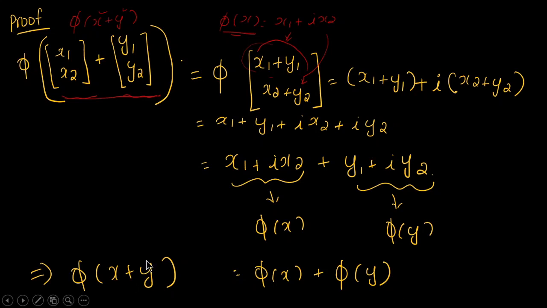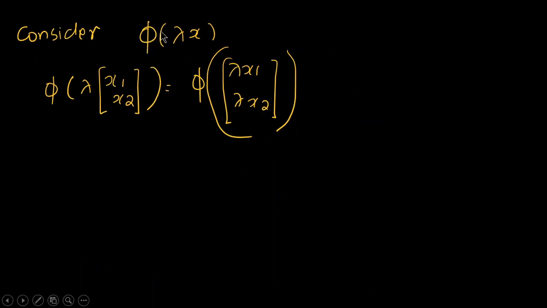Then we have to find out the second rule. Consider phi of lambda x. x is actually x1, x2, so lambda into x1, x2. Multiply this lambda with this matrix, we get lambda x1, lambda x2. Now again apply that function, phi of x is equal to x1 plus i x2. So apply this rule. We will get lambda x1 plus i into lambda x2.